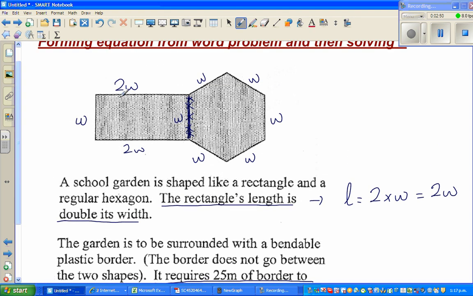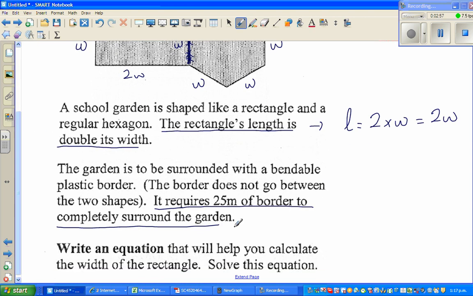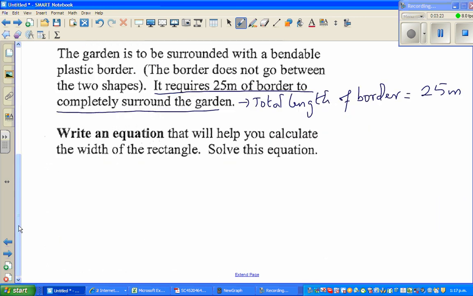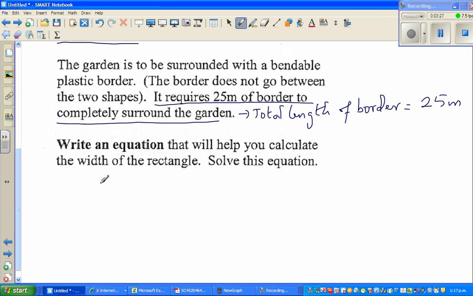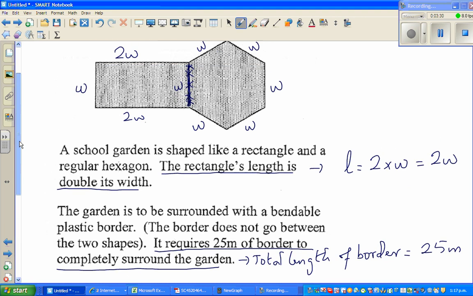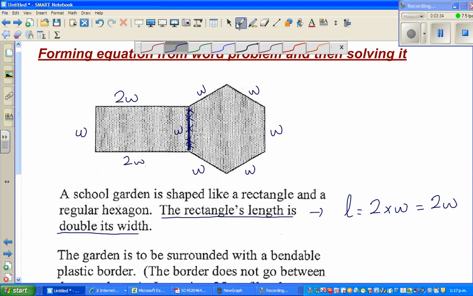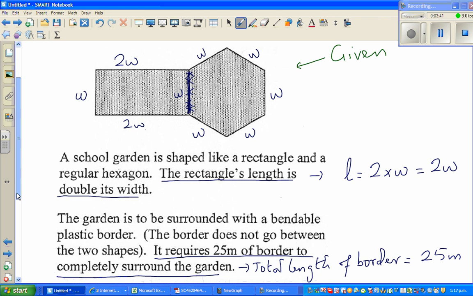So that means the total length of the border is 25. Let me write that, this sentence means total length of border. At times it's always good to reframe the sentence. So I understand the sentence like this: the total length of the border they're telling me is 25 meters. And now the question is, write the equation that will help you to calculate the width of the rectangle. As I discussed in the last video, this is what is given. This is what is given. And this is also what is given.